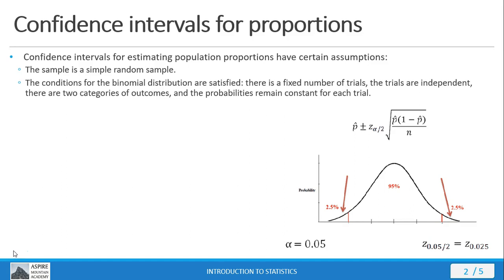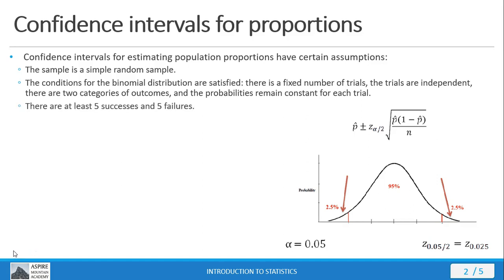We're also going to assume that the conditions for the binomial distribution are satisfied. You may remember from the previous mini lectures where we talked about the binomial distribution. That distribution assumes there's a fixed number of trials. Each of the trials are independent. There's only two possible outcomes for each trial, and the probability of getting each of those outcomes remains constant for each trial.